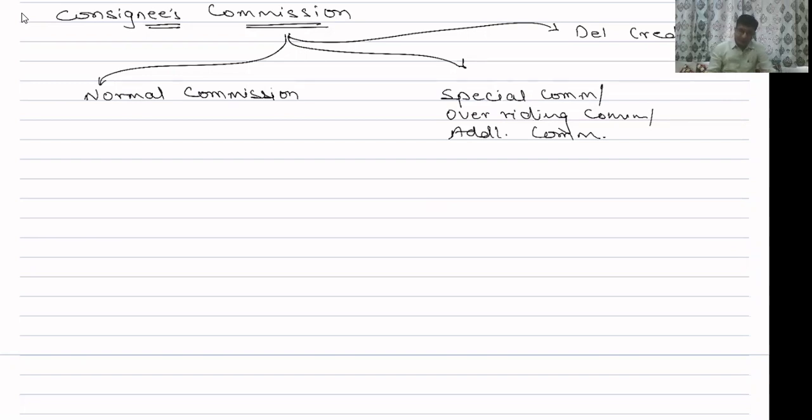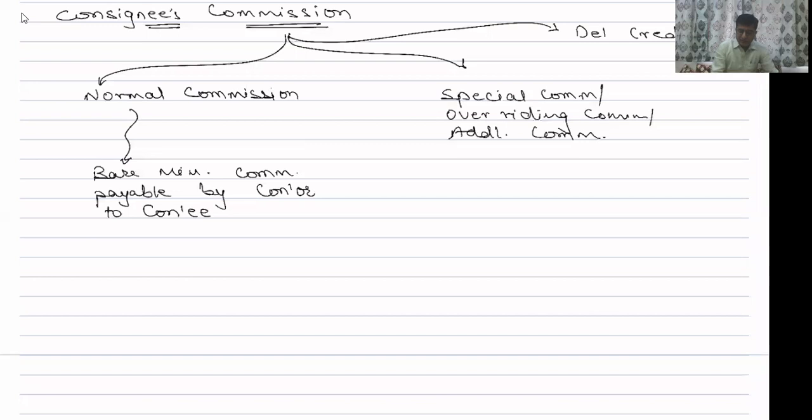Normal commission is what? The bare minimum commission payable by consignor to consignee. इतना तो मिनिमम देना ही पड़ेगा.